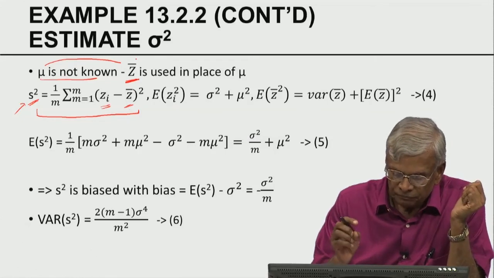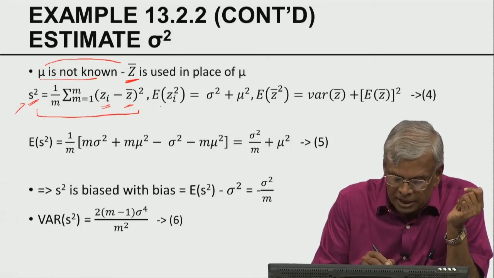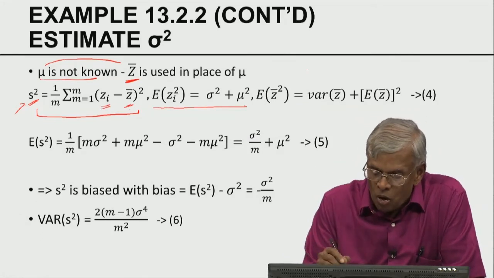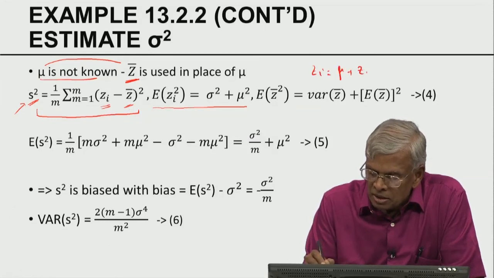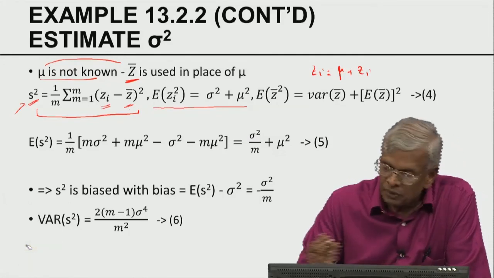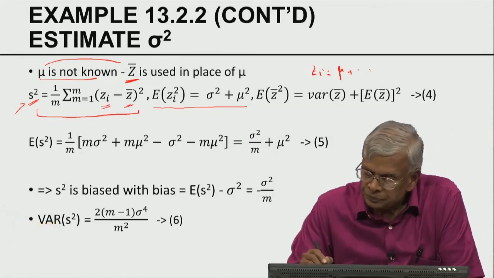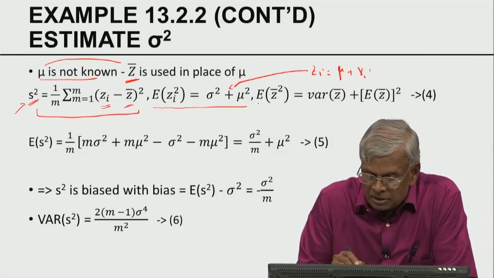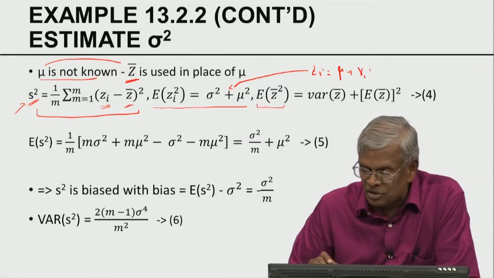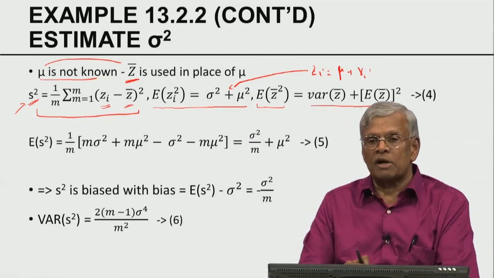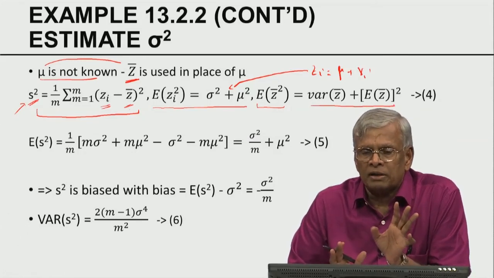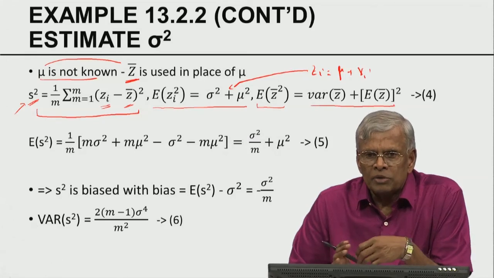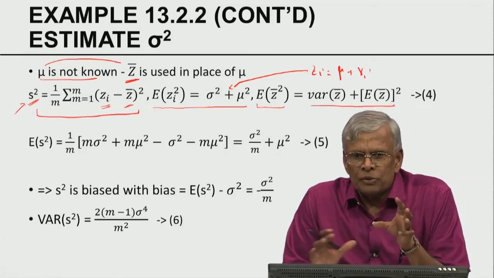So from basic principles of the definition of variance, it can be verified that E of zi square is equal to sigma square plus mu square, because you already know zi is equal to mu plus vi. So from here we get this formula. We also can compute the expected value of z bar square, the square of the average. It can be verified that it is given by formula 4. Again, it is a very simple calculation from basic probability theory and statistics. If you take a good course in probability theory, a good course in basic statistics, you will do all these computations in detail.